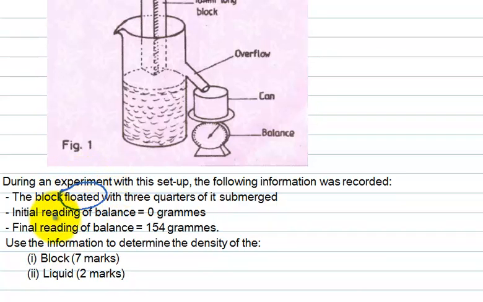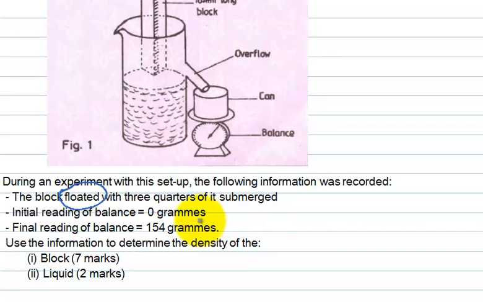It actually floated. The initial reading of the balance is 0 grams, and then the final reading of the balance is 154 grams. From these two, we are able to calculate the mass of the liquid displaced. We are now asked to use the information to determine the density of the block as well as the density of the liquid. The mention of the word density brings into mind the need to determine the mass of the object as well as its volume.